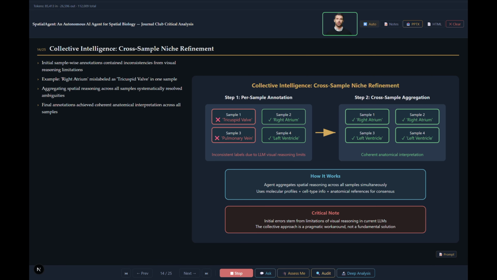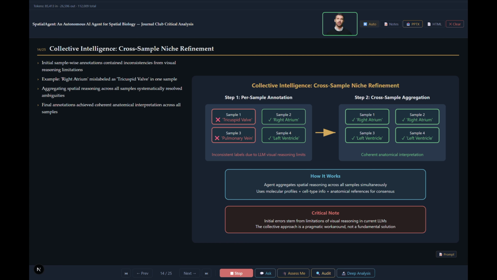One of the more novel contributions in this paper is the collective intelligence approach for tissue niche annotation. When SpatialAgent annotates individual samples, it makes errors due to limitations in LLM visual reasoning, for example, mislabeling the right atrium as the tricuspid valve. But when it aggregates reasoning across all samples simultaneously, these inconsistencies get resolved through consensus.